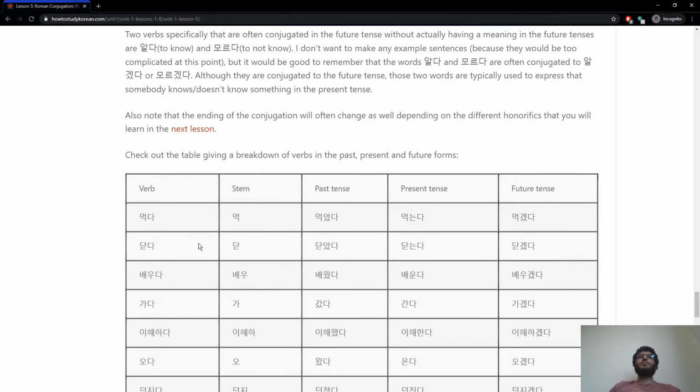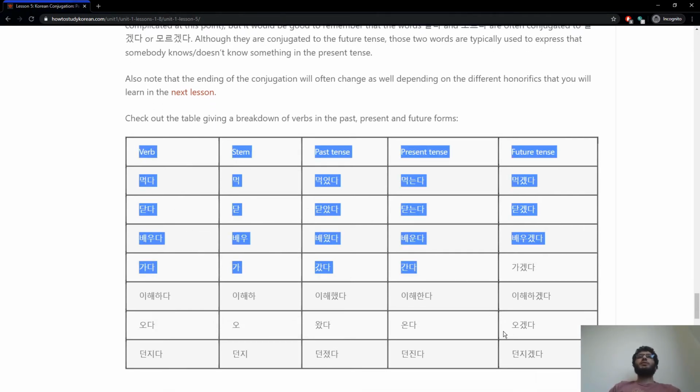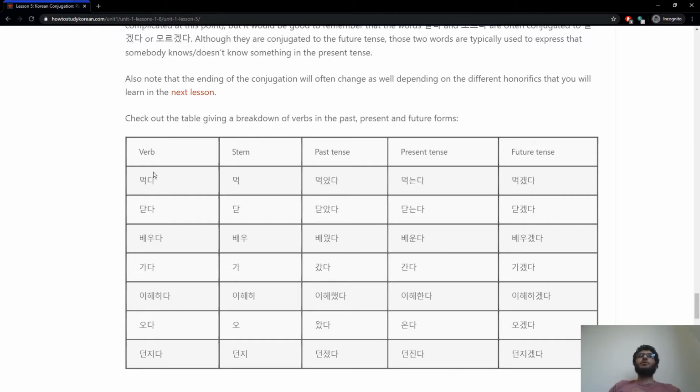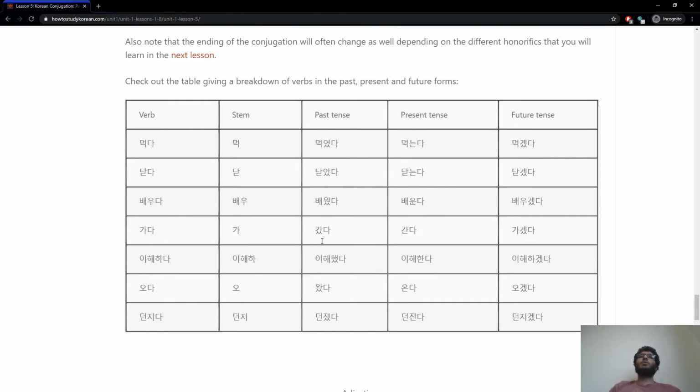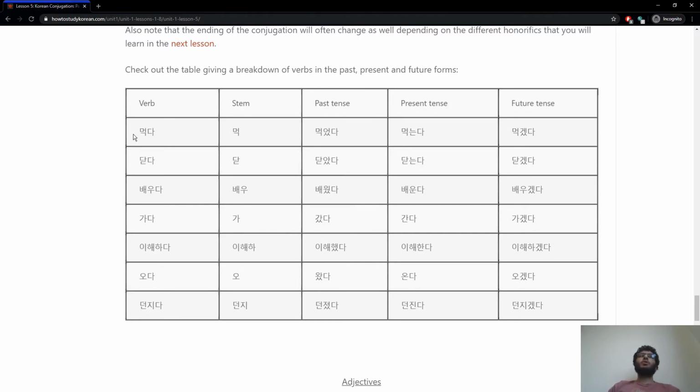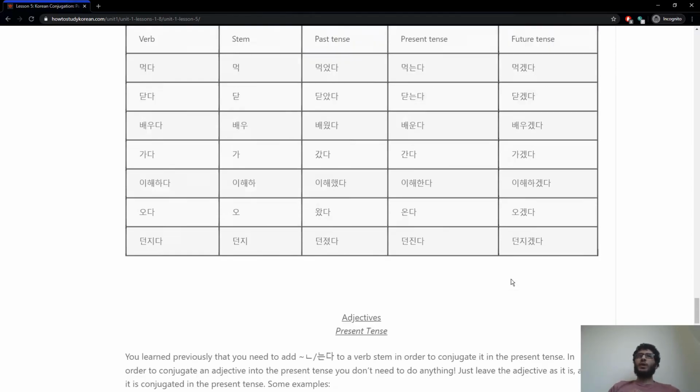So here's a good summary where he goes over a bunch of verbs, different examples with different ending vowels and getting the stem and then conjugating it to present, past, and future. I'm going to go over maybe a couple of them. So 먹다, the stem is 먹, and then it becomes 먹었다, 먹는다 in the present, and in the future 먹겠다, and then maybe 오다. The stem is o, past tense 왔다, present tense 온다, and then future tense 오겠다.